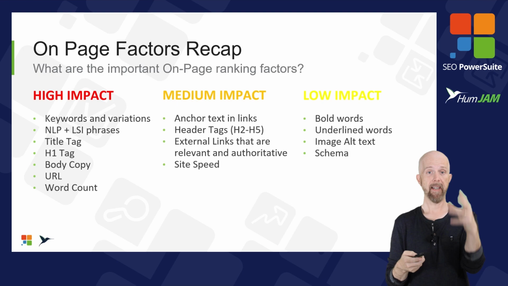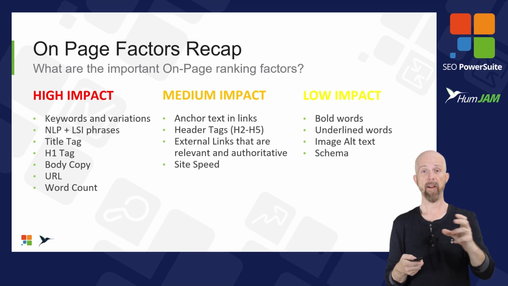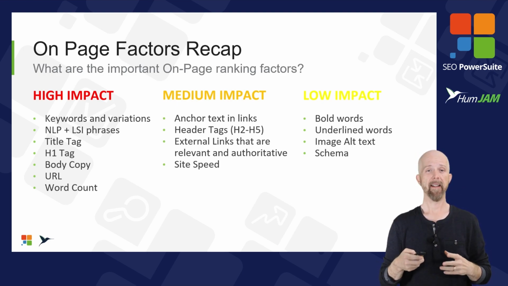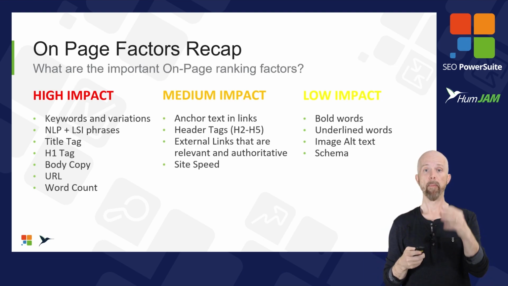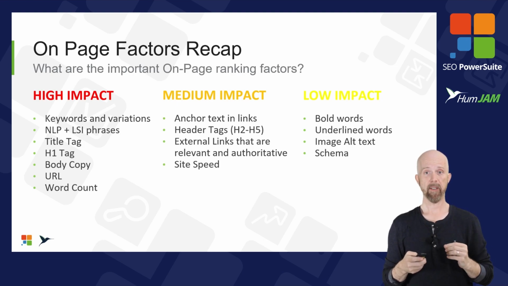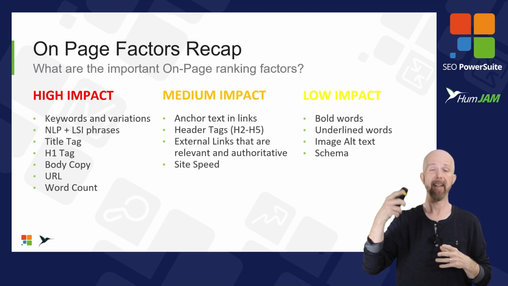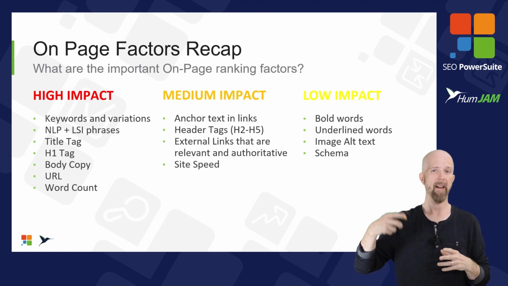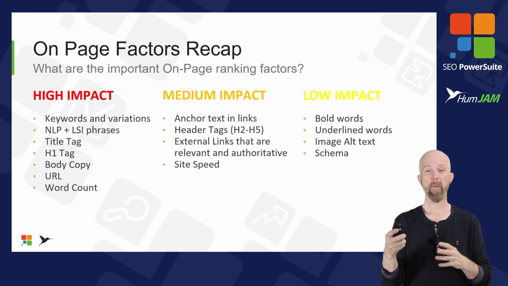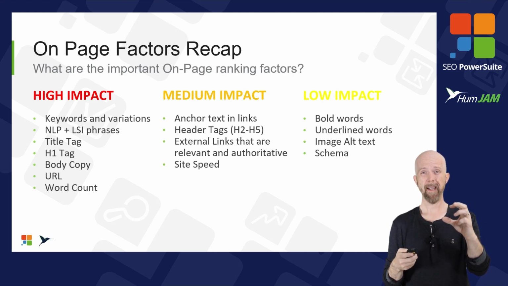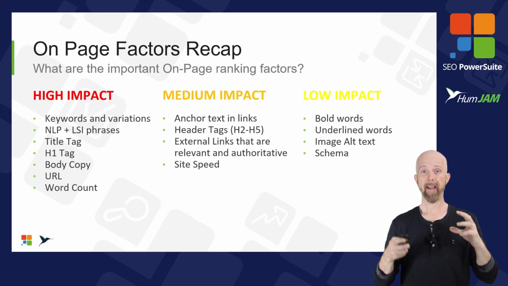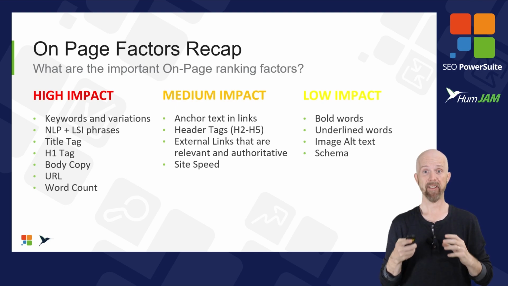High impact: keywords and the variations, making sure you have the natural language, the LSI phrases, your title tags, all that kind of stuff. That's your high impact. Your medium impact, as you can see, is header tags, external links, and site speed. And then your low impact: a lot of people used to bold words, underline, that kind of stuff. That's more low impact. But this literally will help you rank. If you can just focus on the high impact and the medium impact, you'll start seeing your pages actually rank.